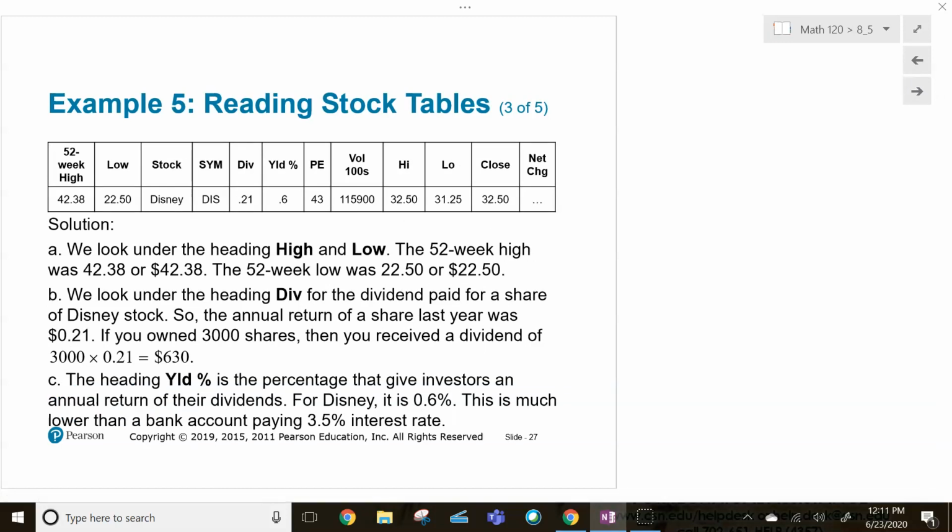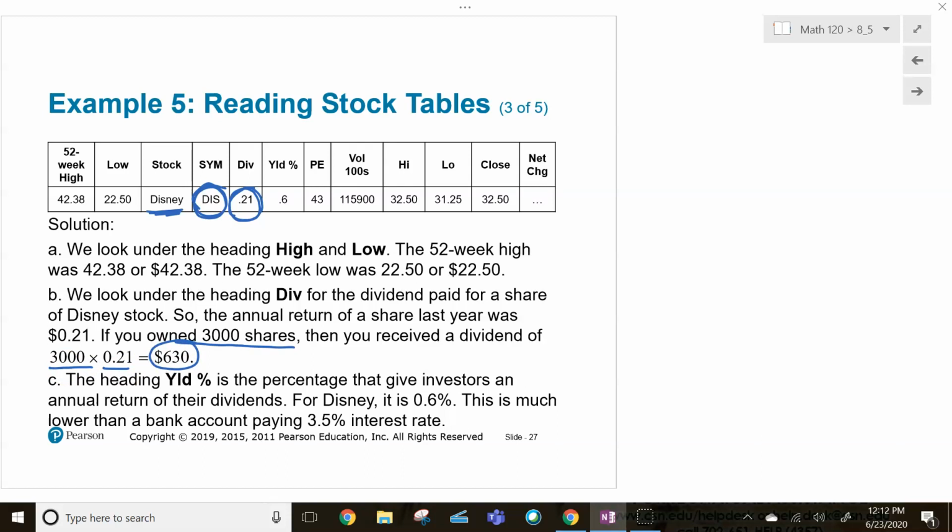B asks us, what was the dividend paid for a share? By the way, there's the symbol for this stock, DIS. So you just say DIS if you're trading. There's the dividend. This is saying it paid 21 cents per share last year in dividends. So for example, if you own 3,000 shares, last year they paid you 3,000 times 21 cents. They paid you 630 extra dollars just in dividend money.